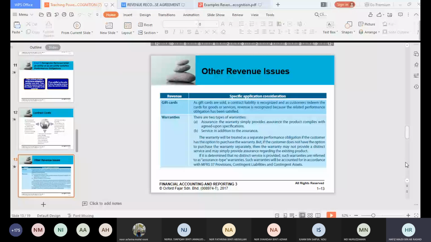And of course, another criteria is the entity should have an enforceable right, okay, for the payment for the performance obligation which has been completed. So if that could be met, then the standard will allow the use of percentage of completion method. If not, then you need to use the end of the completion of your construction as the point for recognition of revenue.